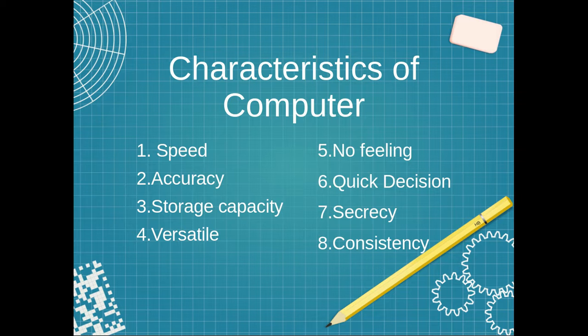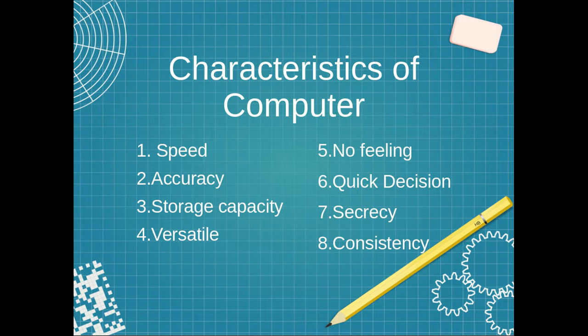The last characteristic of the computer is consistency. Children, for example, if I ask you to perform the same task 10 to 20 times, it is a little hectic for us. We may not be interested in repeating the action 10 to 20 times. But then, what about computer? Computer performs the task consistently as many number of times as you want.